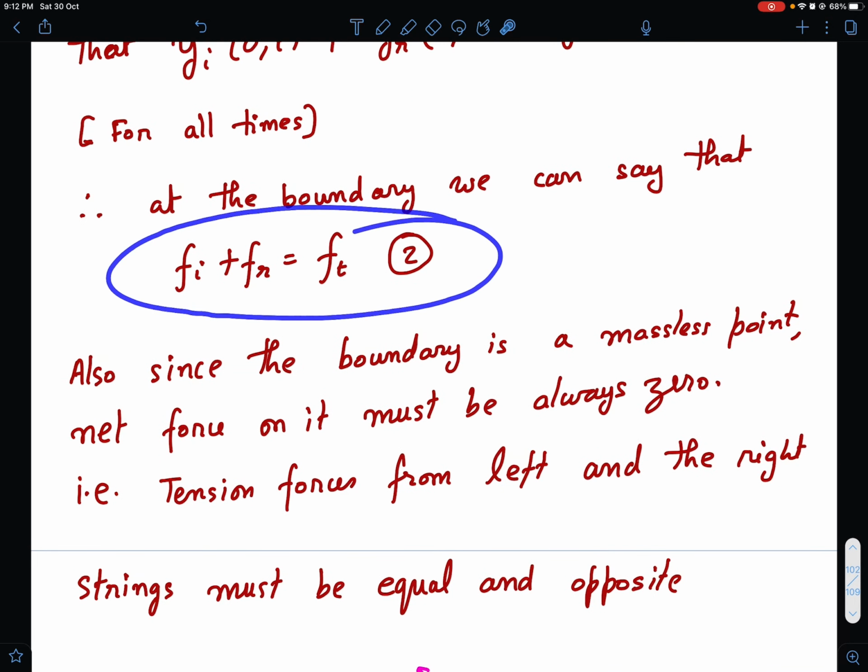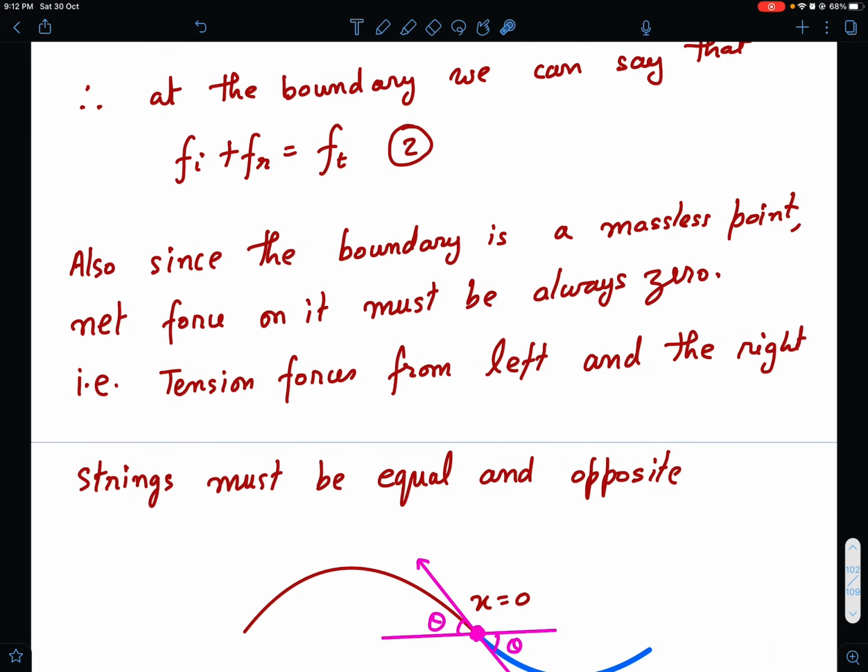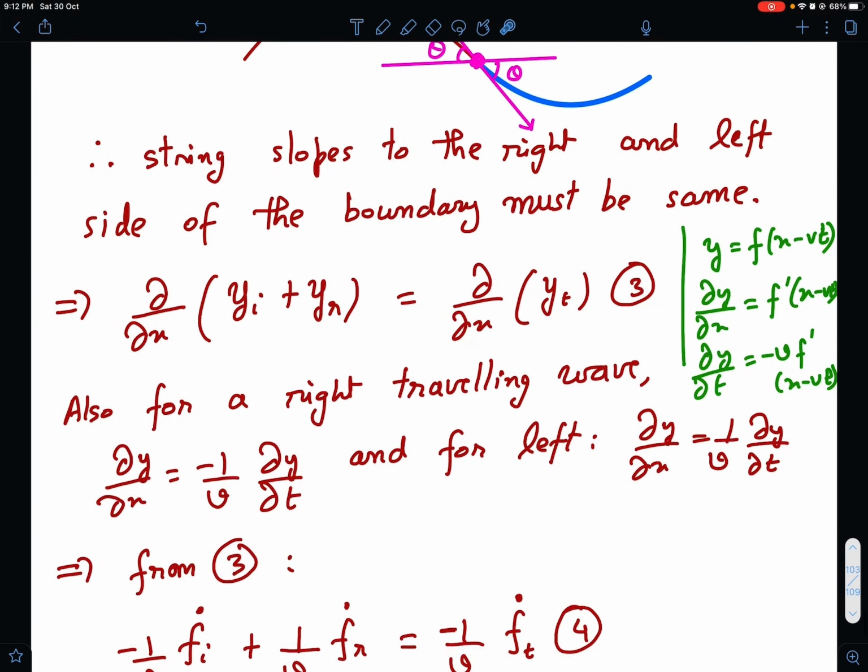So look at equation 2. Equation 2 was based on the continuity of the displacements at the boundary. These were only time functions at x equal to 0, and I can always differentiate. This time function plus this time function is equal to this time function, so their derivatives must also be the same at all times.